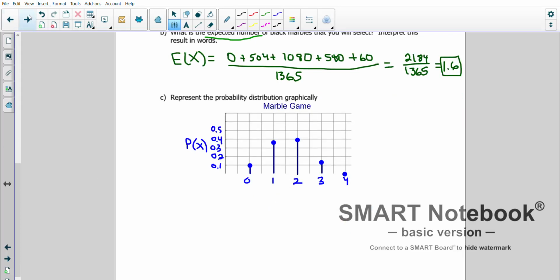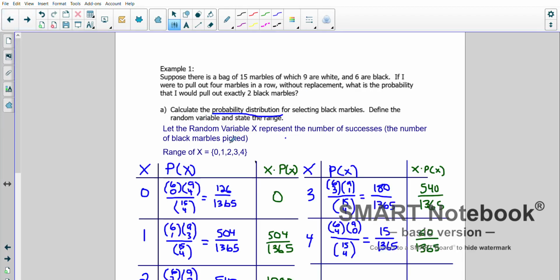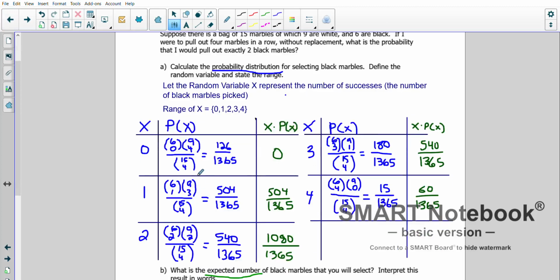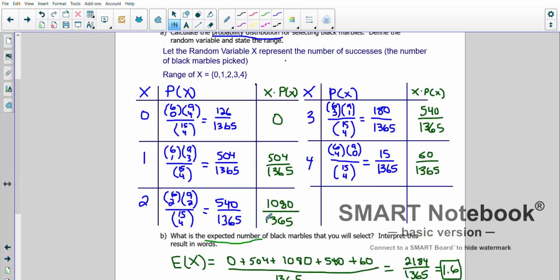Now, lucky for us, like a binomial distribution, there is a formula that you can use if you want to calculate the probabilities of a hypergeometric distribution. What I'm telling you right now is that we don't need, did we use this? No, we did not, because we already had the skills from the last unit. But if you were to put in these values of A, N, R, X, you would get these exact values.